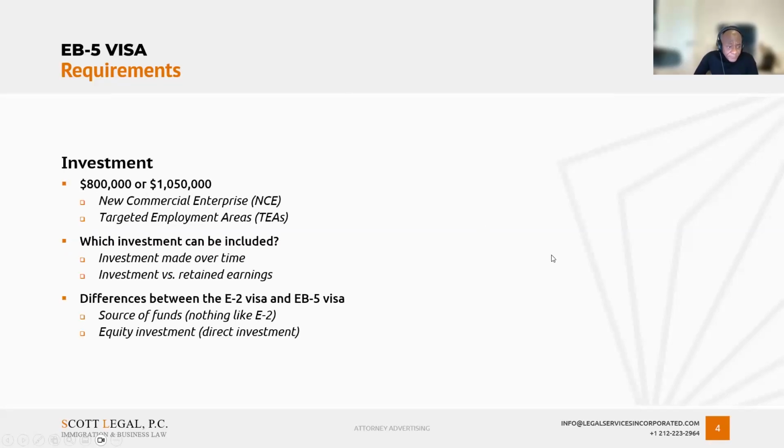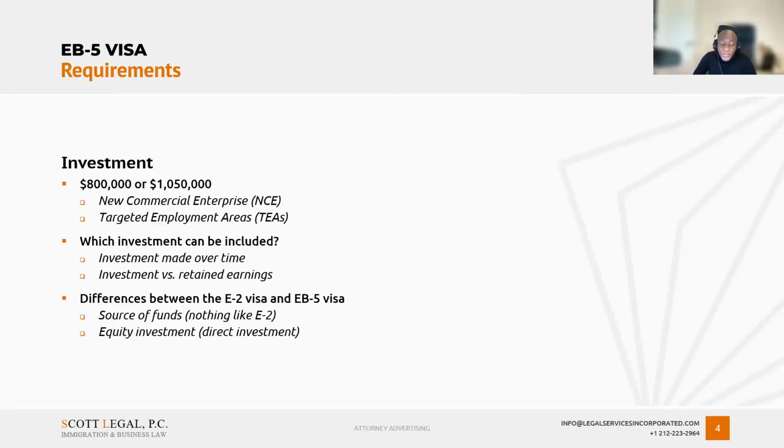So one key aspect related to EB-5 is the investment. So you have to invest a bunch of money. So the investment amount is either going to be 800,000 or 1,050,000, and the amount is going to depend on whether or not you are investing in what's called a new commercial enterprise in a targeted employment area. So if you're investing in a new commercial enterprise, and new doesn't mean brand new, it can mean an entity that was created after 1990. If you're investing in a new commercial enterprise that's in a targeted employment area, then that investment amount is 800,000.